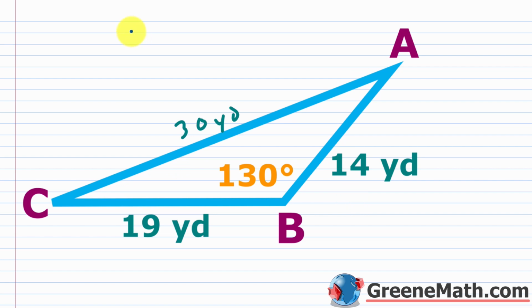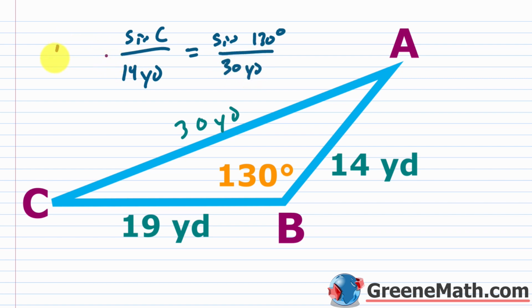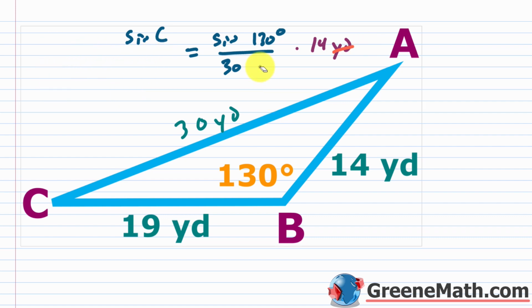Basically I would say that the sine of my angle C over the length of side C, which is 14 yards, is equal to the sine of my angle B, 130 degrees, over the length of side B, which is 30 yards. Let's multiply both sides by 14 yards. I'll cancel these out, and you can erase those units, you don't need them. Then the measure of angle C is equal to the inverse sine of this expression right here.